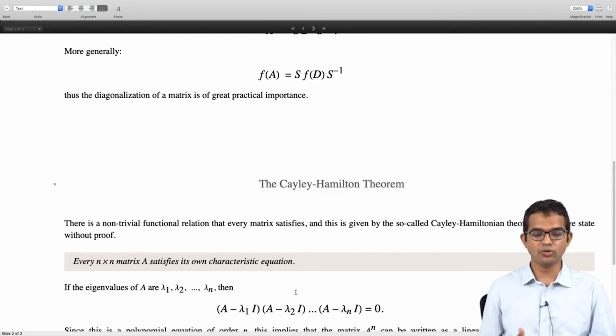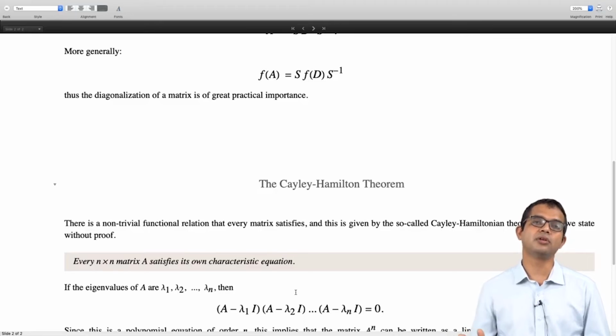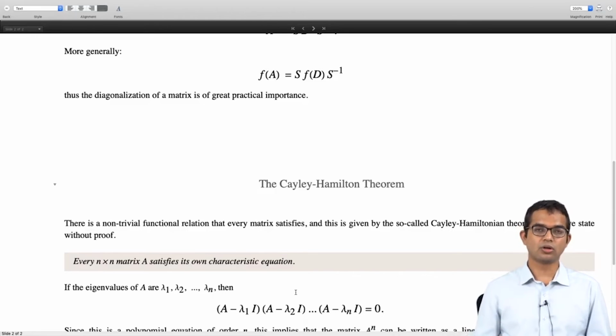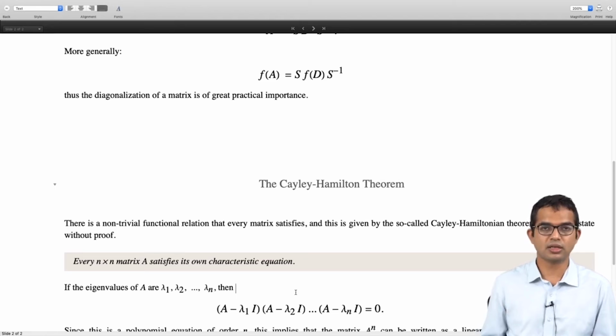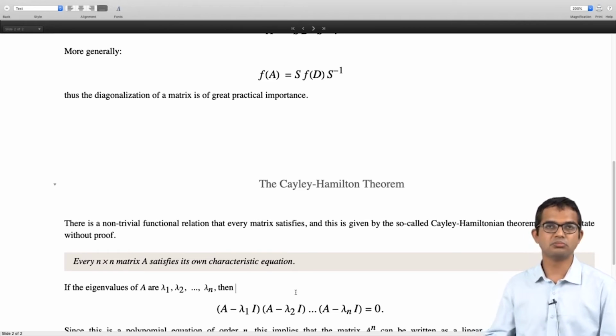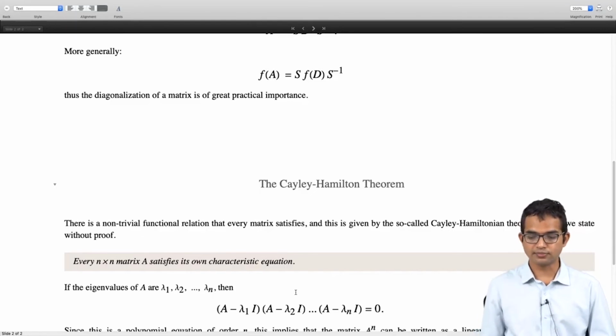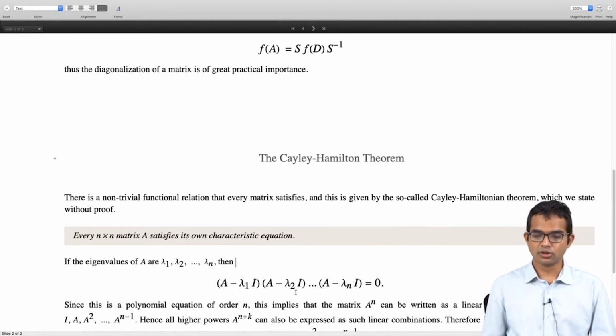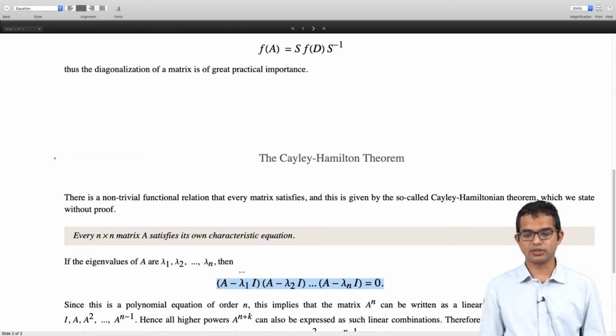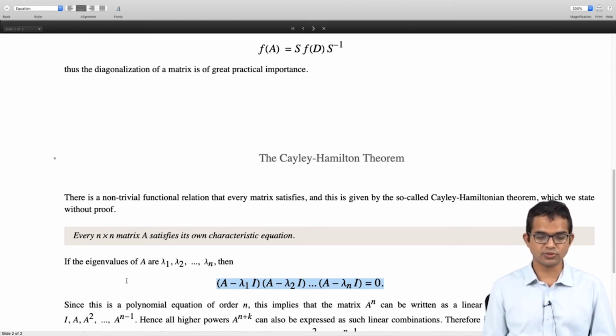So this is true for any n by n matrix. You find all the eigenvalues, you can put your n by n matrix into the characteristic equation, because it always exists for any n by n matrix, defective or not, doesn't matter, right? This is not about eigenvectors. And so this equation is satisfied by any matrix, where the lambdas are the eigenvalues of this matrix.